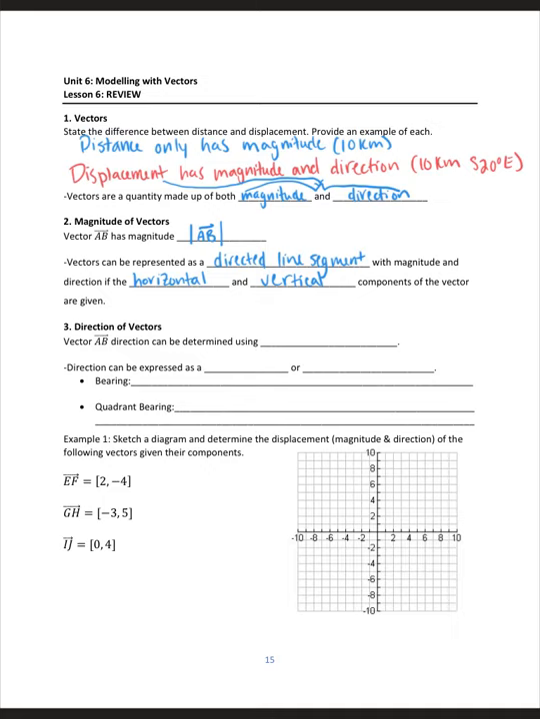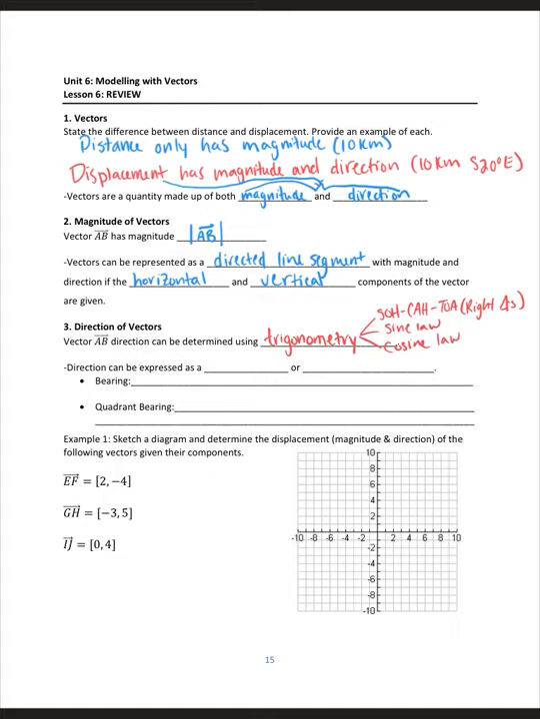When we're talking about the direction of vectors, vector AB direction can be determined by using trigonometry. So remember, when we're trying to determine the direction, we're looking for the angle between two vectors. So whenever we're trying to find an angle of something and we're using trigonometry, we could use SOHCAHTOA for right triangles. If it's not a right triangle, we would use sine law or cosine law. Okay, so we use any of those three things within trigonometry to find the direction or the angle between two vectors.